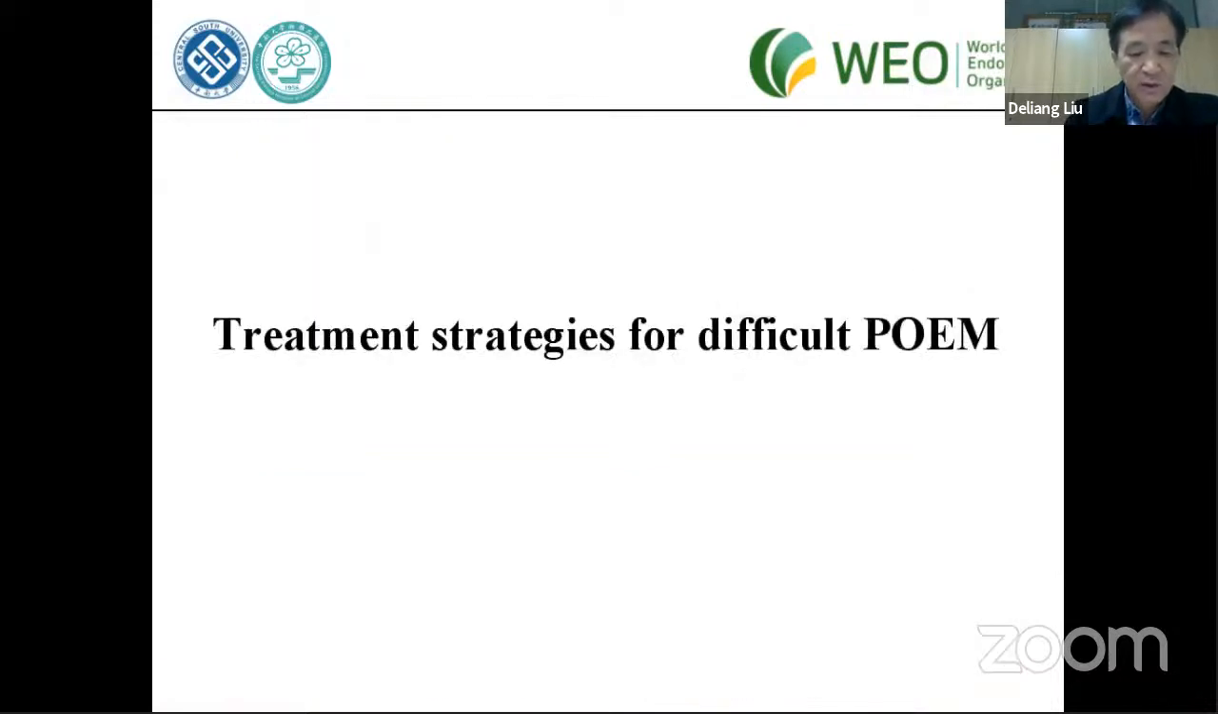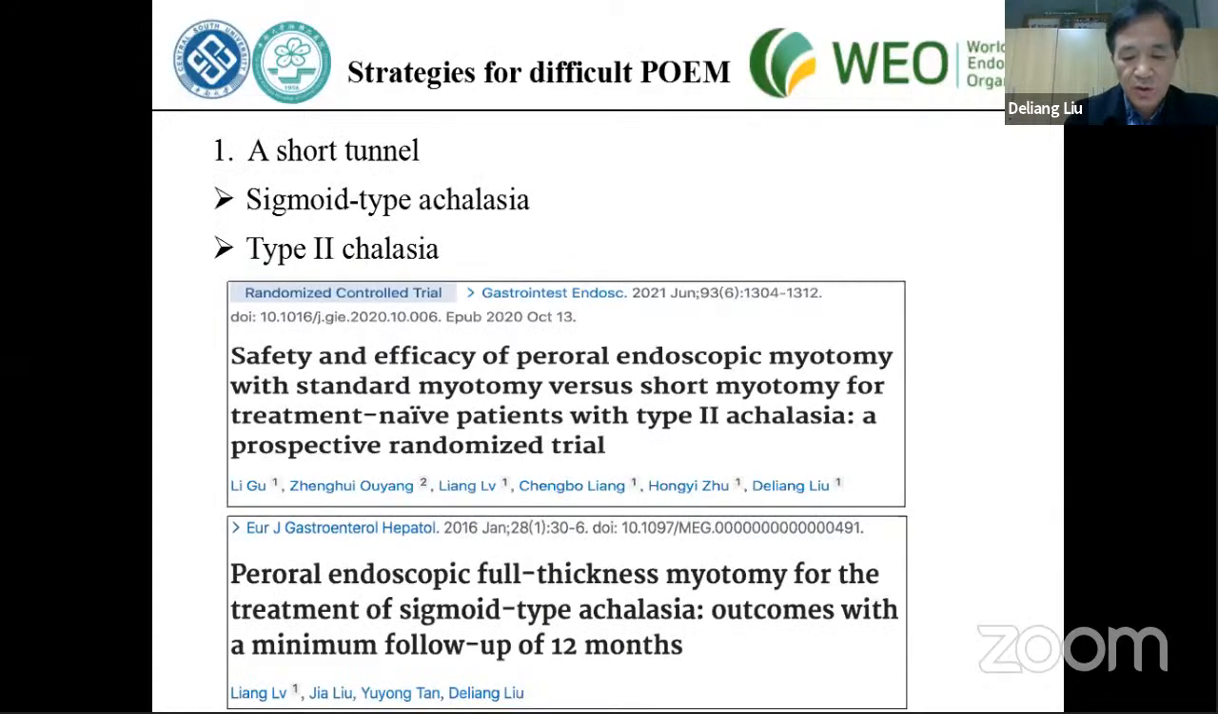So what can we do for difficult POEM? I would like to talk about several tips. First, create a short tunnel of 6 to 8 centimeters. This is suitable for sigmoid type achalasia and type 2 achalasia, as we demonstrated that a short tunnel did not show compromised efficacy compared with standard tunnel length.